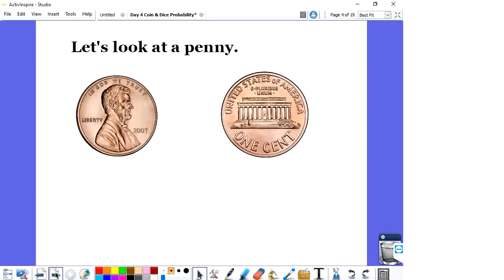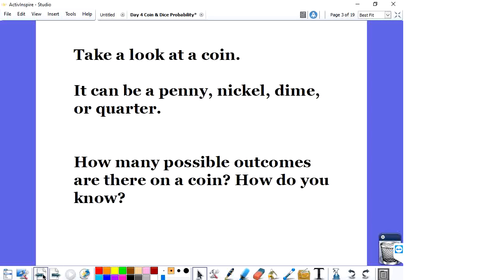Today, we're going to be working on probability with a coin. I want you to look at a coin. It can be a penny, a nickel, a dime, or a quarter. How many possible outcomes are there on a coin? How do you know? So possible outcomes is, if you were to flip that coin, what could you land on?